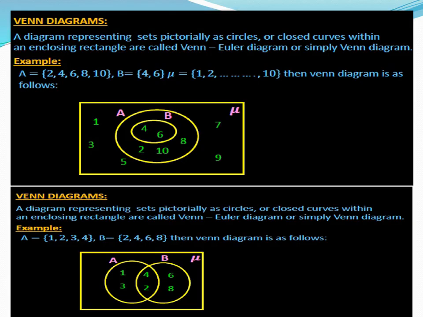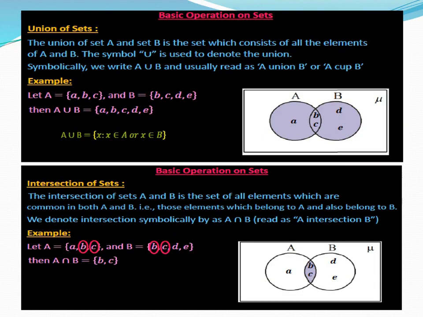Which elements? 2, 4. Then you write the remaining elements in A. What are the remaining elements? 1, 3. You write only for A. Then the remaining elements of B. Which elements are remaining? 6, 8. Okay students.